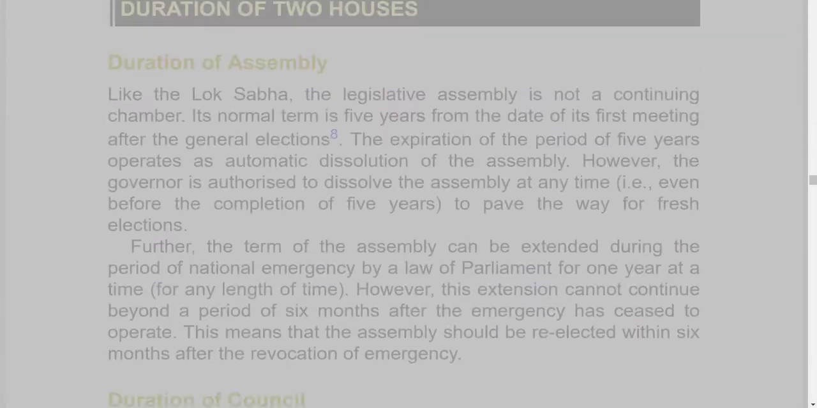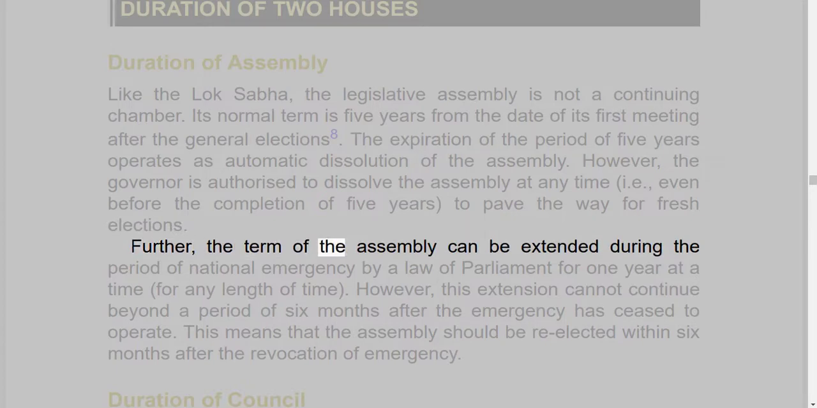Duration of the two houses. Duration of Assembly. Like the Lok Sabha, the Legislative Assembly is not a continuing chamber. Its normal term is 5 years from the date of its first meeting after the general elections. The expiration of the period of 5 years operates as automatic dissolution of the Assembly. However, the governor is authorized to dissolve the Assembly at any time, i.e., even before the completion of 5 years, to pave the way for fresh elections.